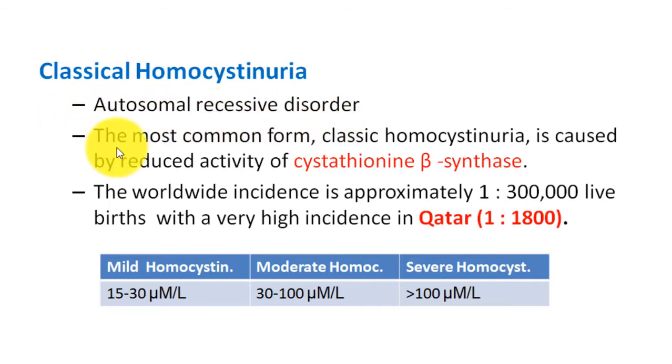This most common form of homocystinuria, called classical homocystinuria, is caused by deficiency of the cystathionine beta synthase enzyme. We will talk about the pathway of this enzyme. I have also talked about the pathway in the previous four lectures. This is actually the last lecture in the series. Based on level, you can have mild, moderate, and severe homocystinuria. Classical homocystinuria is the severe type. You will see the homocysteine level is very high, more than 100 micromole per liter.